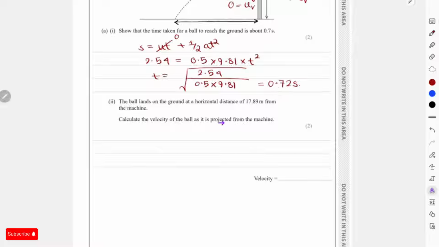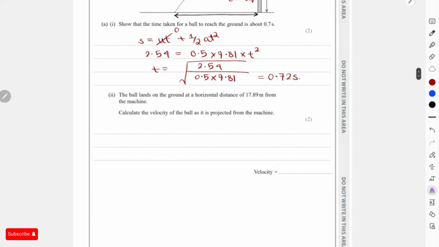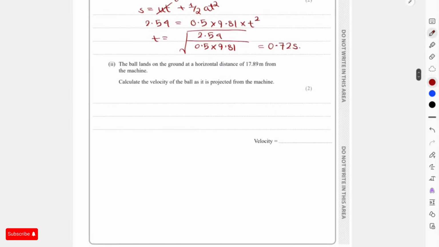horizontal motion to find out the velocity with which the object was projected from the machine, because over the time your horizontal velocity remains same. So we can use the horizontal motion to find out that initial velocity, because in horizontal motion object moves with constant velocity. So whatever the velocity with which the object was projected from the machine will be the same at the very end of the journey too.